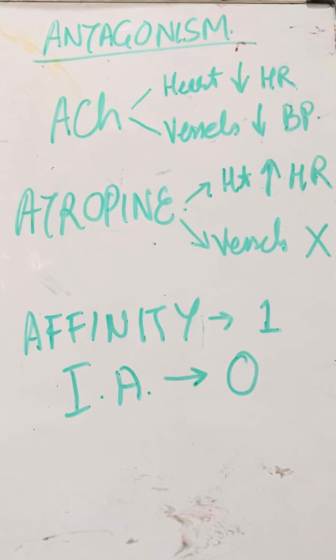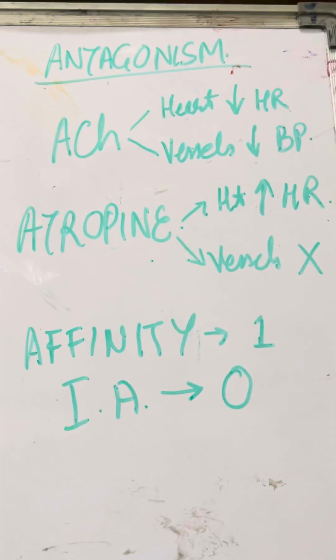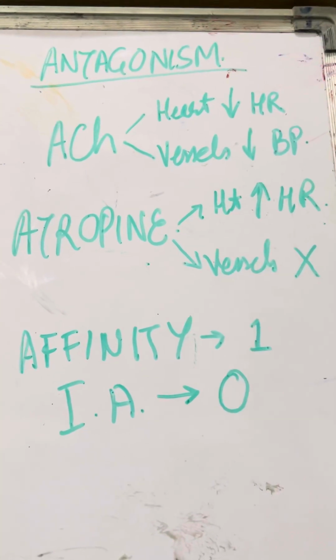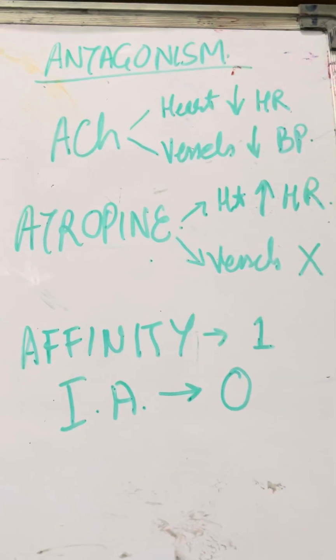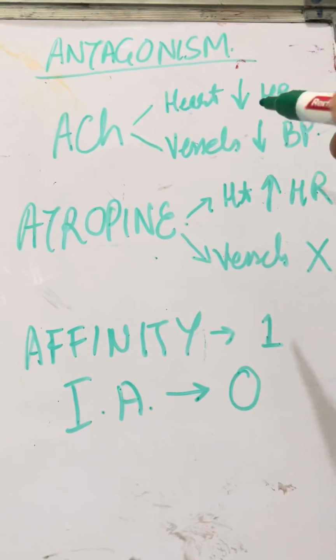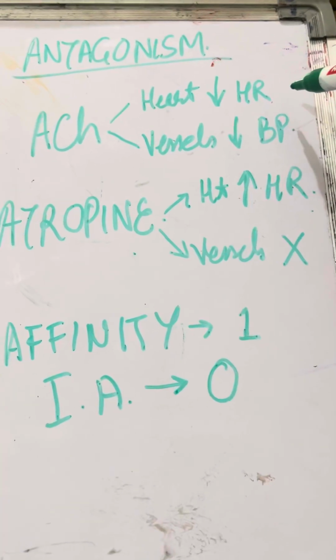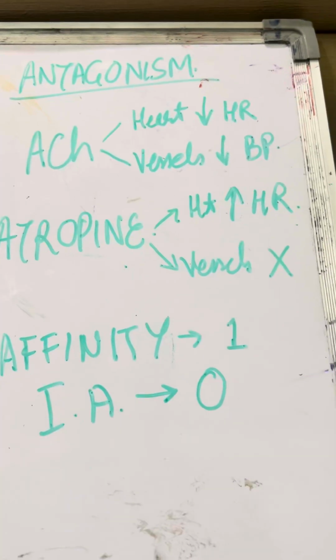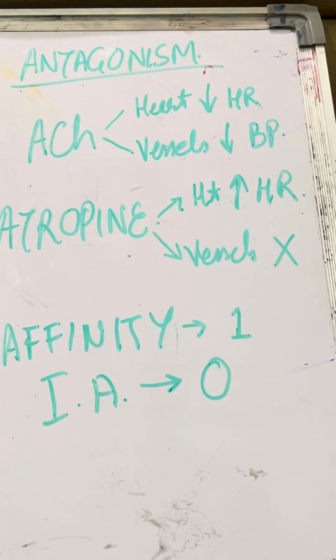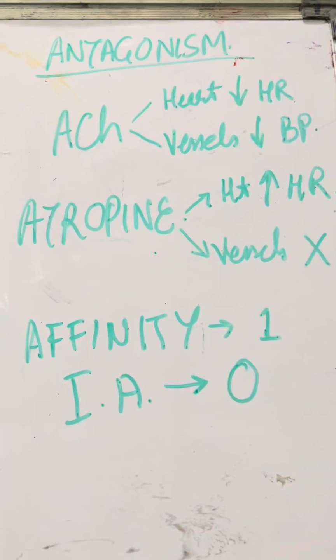So how does an antagonist act? It will oppose the effects of acetylcholine in this case. So it will oppose the effects of acetylcholine on the heart, that is fine. But why is it not opposing the effects of acetylcholine on the vessels? There is no effect on the blood pressure.